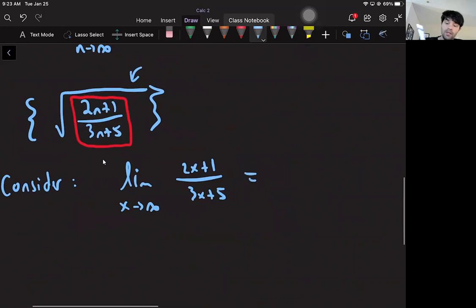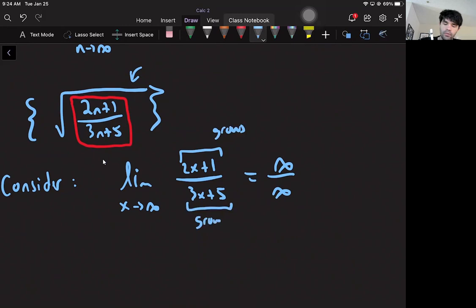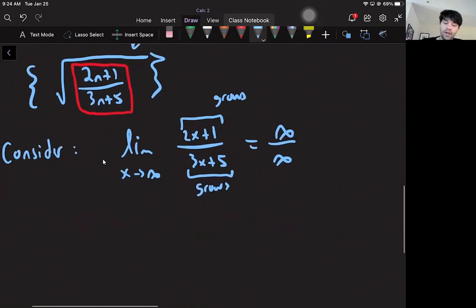And then this, you can justify it with L'Hopital's rule because this goes to infinity over infinity, because the top grows and so does the bottom. They grow very big as you plug in bigger x's. And that allows you to use L'Hopital's rule. But then there is also the shortcut.